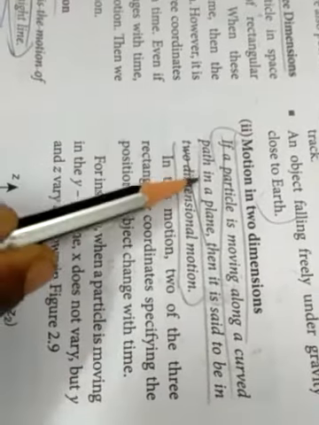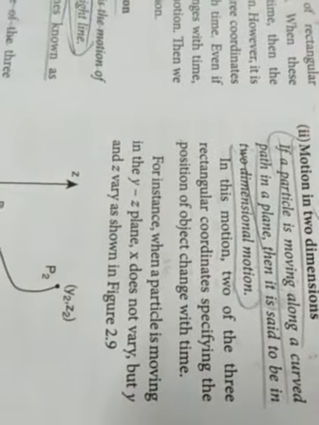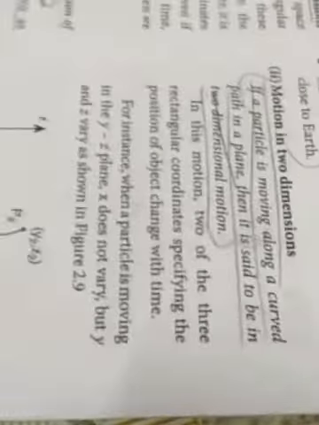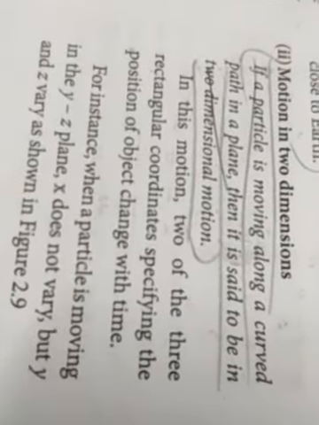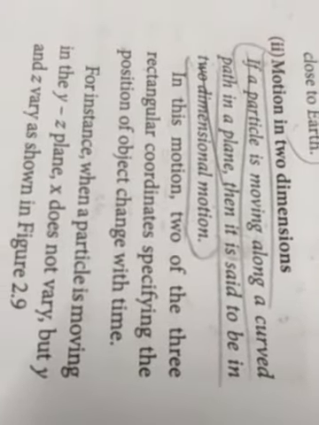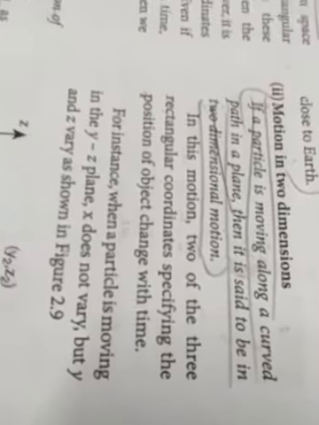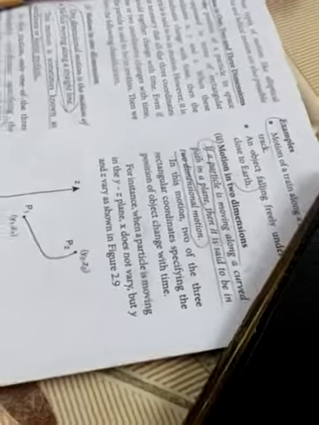Next, motion in two dimensions. If a particle is moving along a curved path in a plane, then it is said to be two-dimensional motion. Take the example of an aeroplane. First it moves along one straight line on the runway. The aeroplane moves along the straight line, and after that the direction changes.